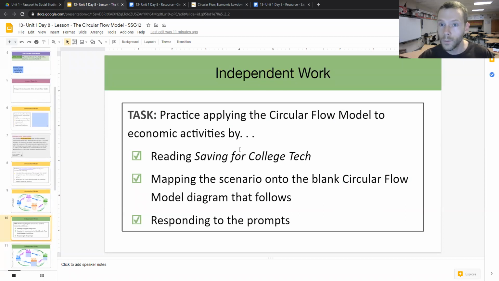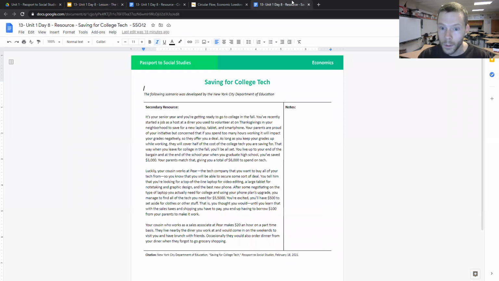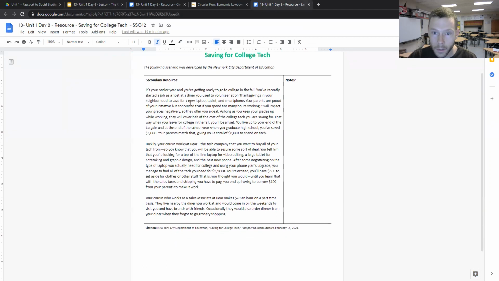Saving for College Tech, which we can find here, that was also developed by the curriculum team at the New York City Department of Education. And it's a relatively short resource, so depending on time constraints in your school, it could be done as a read aloud. It could be done, if you are virtual, in Zoom breakout rooms where you can provide students choice. So with the DOE Zoom application, students can opt to go into their own breakout rooms.